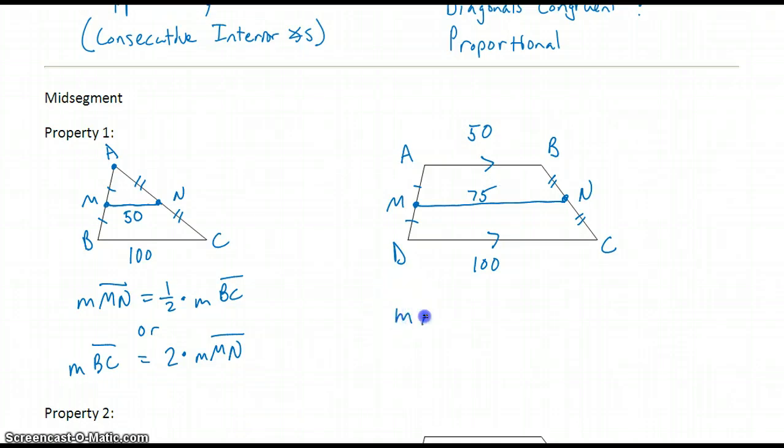So to find the measure of a midsegment of a trapezoid, it is equal to the average of the two bases. Or if I think about it this way, it's 1/2 of the measure of AB plus the measure of DC.